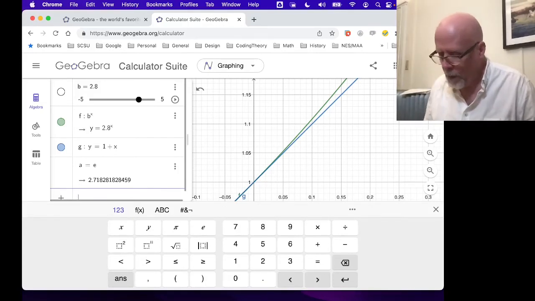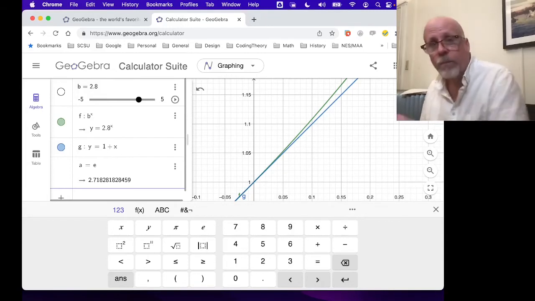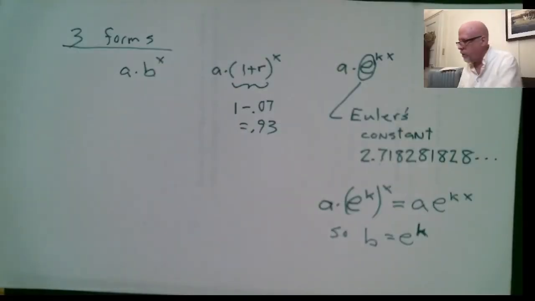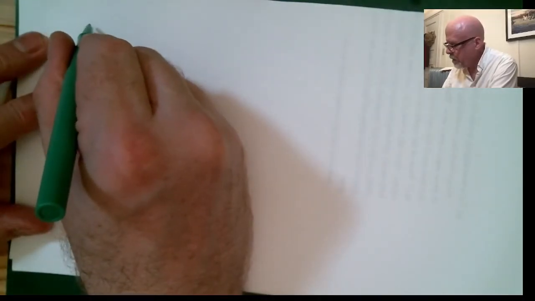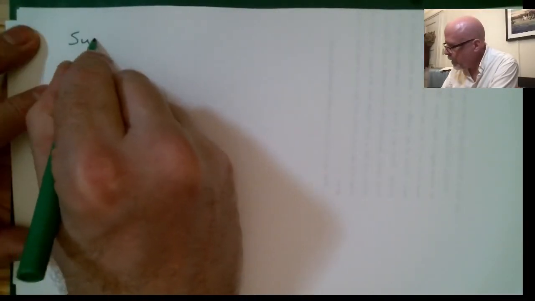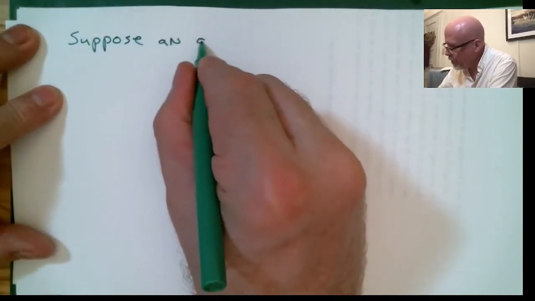Okay, so we'll end this with a quick look at converting between these forms. Oh, I've got to change back to this window so we can see what I'm writing. Suppose we have that financial version of things where you've got a 1 plus r in it. Suppose we have an account that is growing at a rate of 3%.